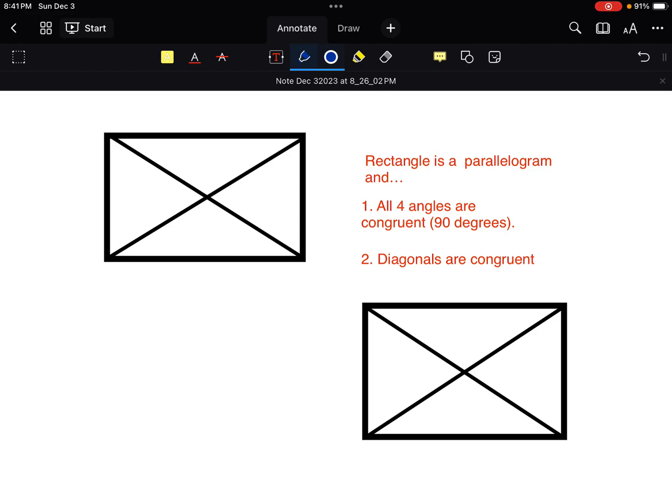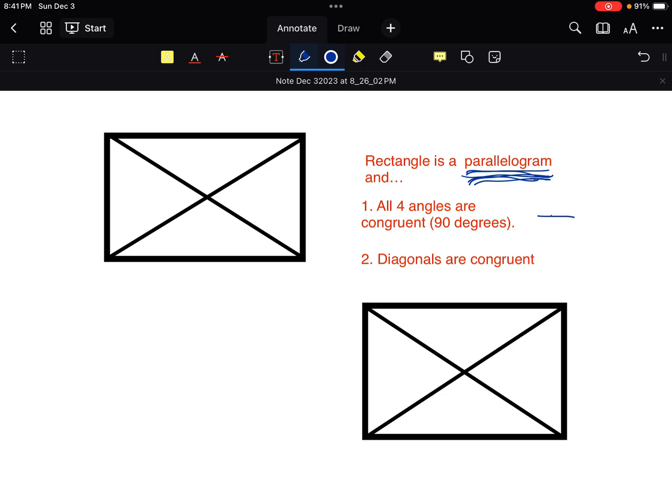All right, guys, today we're going to talk about rectangles. The most important thing here is the fact that a rectangle is a parallelogram. I can't emphasize that enough. That means all the properties we've already learned about parallelograms apply to rectangles. But there are two new facts.